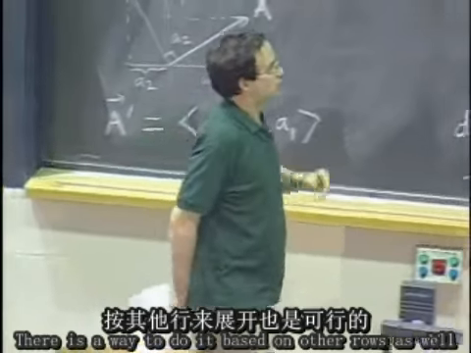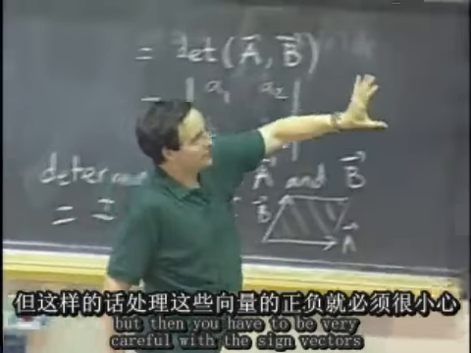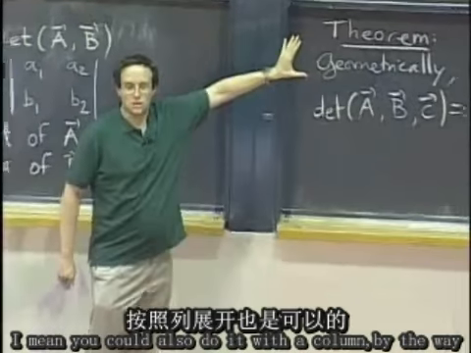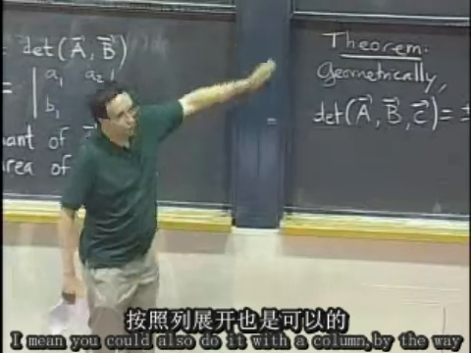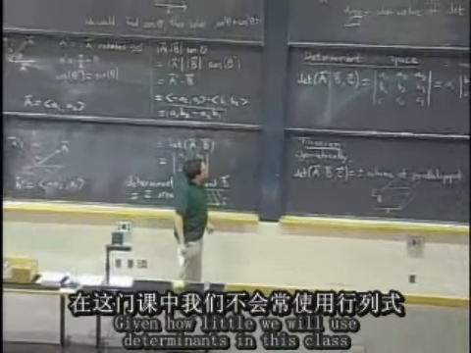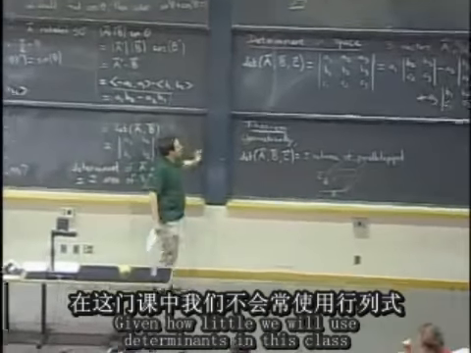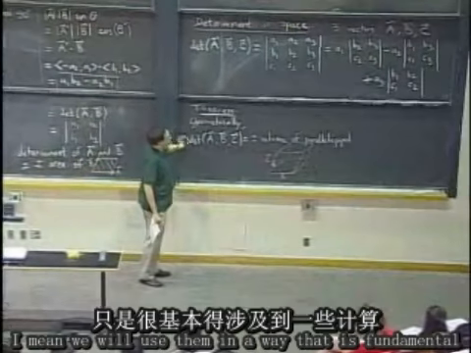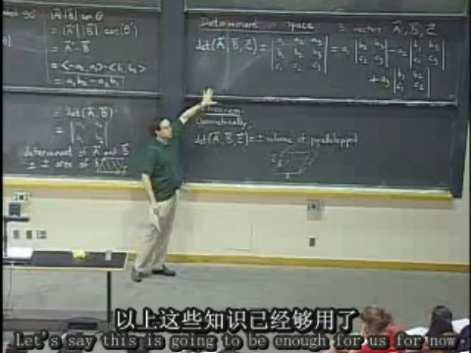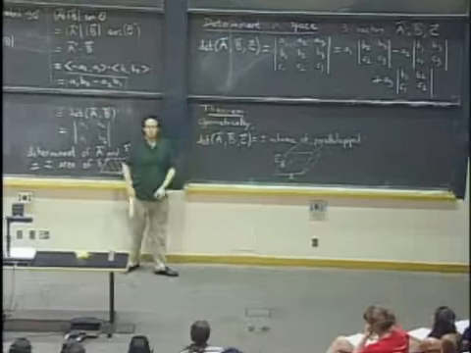There's a way to do it based on other rows as well, but then you have to be very careful with the sign factors. So I'll refer you to the notes for that. You could also do it with a column, by the way. Just be careful about the sign rules. Given how little we'll use determinants in this class, we'll use them in a way that's fundamental, but we won't compute much. So this is going to be enough for us for now.